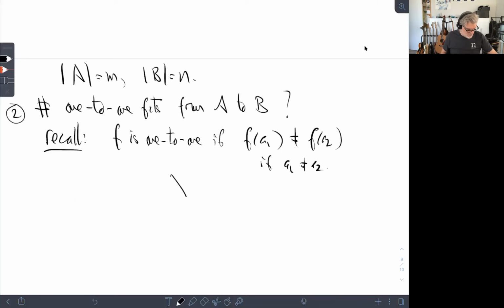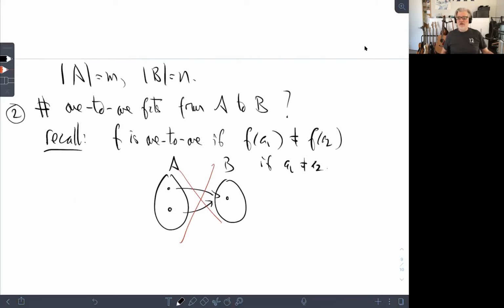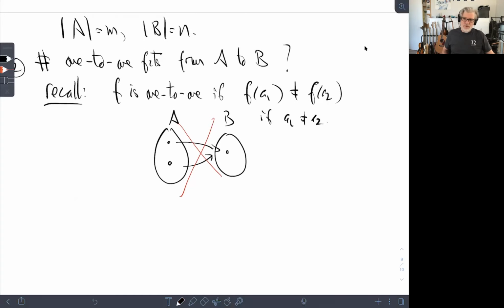Okay, I like this picture. This is in A, this is in B. This is forbidden, right? You're not allowed to do that. Okay, so now think of the way we built our function in the previous question. We said, okay, for A1, I can choose any element from B. For A2, I can choose any element from B, and so on and so forth. But now this is not going to work, because once I've chosen the value for A1, I can't use it ever again. I have to throw it away.